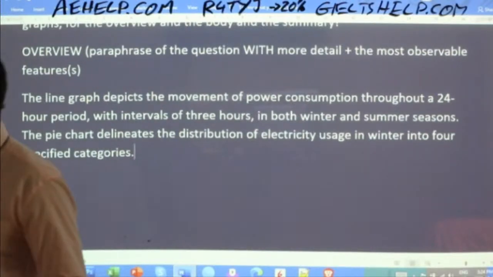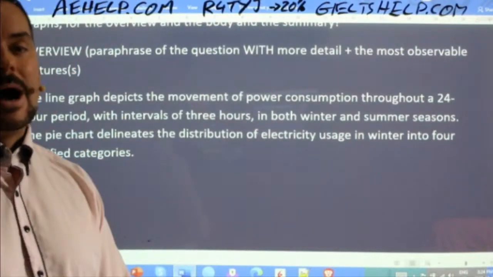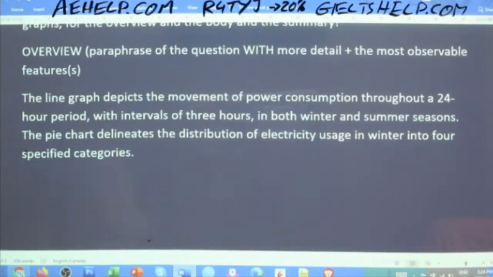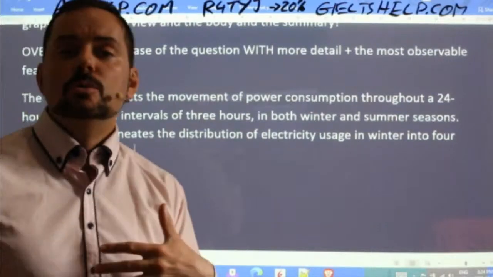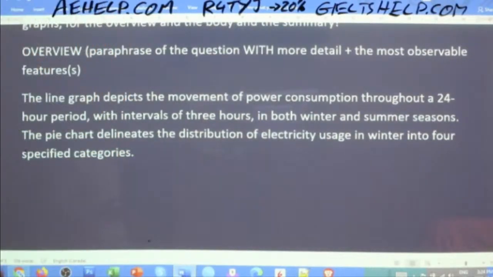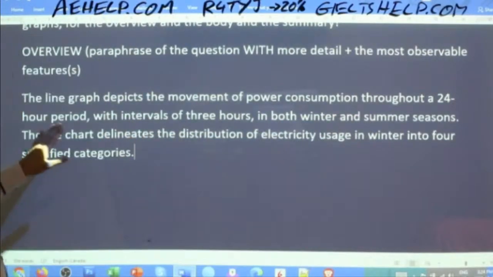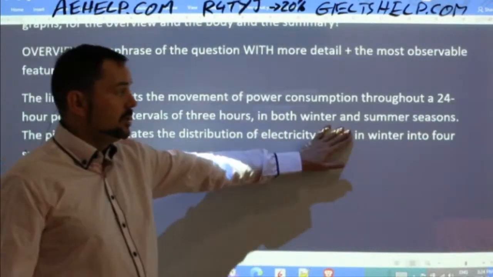Okay, so all I did here is I used the information from the axes, the y and the x-axes. I used the information from the legends to create more detail. And I'm paraphrasing. So I'm taking the words from the question and I'm using synonyms, antonyms, negatives, different descriptors to paraphrase as much as possible. So the line graph depicts the movement of power consumption throughout a 24-hour period with intervals of 3 hours in both winter and summer seasons.